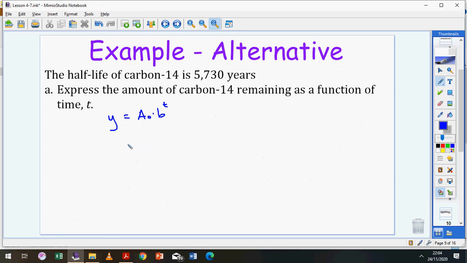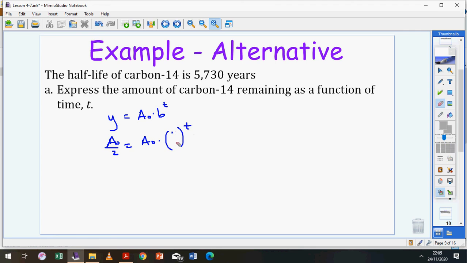The initial value is a naught. The new value is going to be a naught over 2. This is the new value, which is a naught over 2. The growth factor, since it is half-life, right? The decay factor is going to be a half to the power t. That's going to be my decay factor. But I know that my t is 5730. So let me take out the half. I know it's a half, but let me take it out so that I can calculate for my k value.